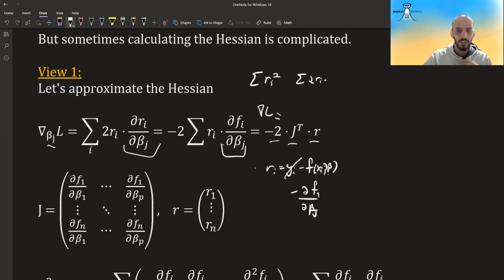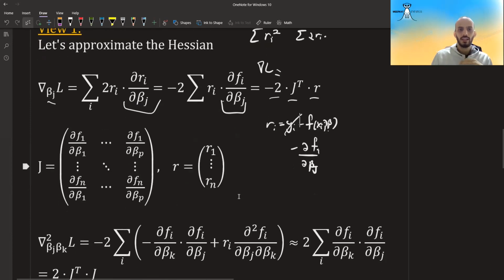And what is the Jacobian? Well, Jacobian is just a matrix where in the first row, you take the first observation and you take the gradient of the first observation with regards to all of the different coefficients. So with regard to beta 1, beta 2, etc., until let's say we have p coefficients and the derivative with regards to beta p. And in the second row, it's for the second observation and so on until eventually you do it for the last observation.